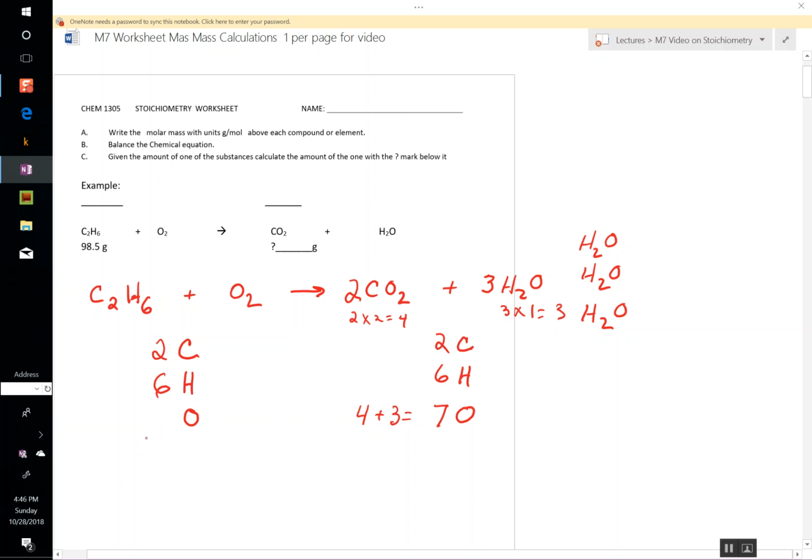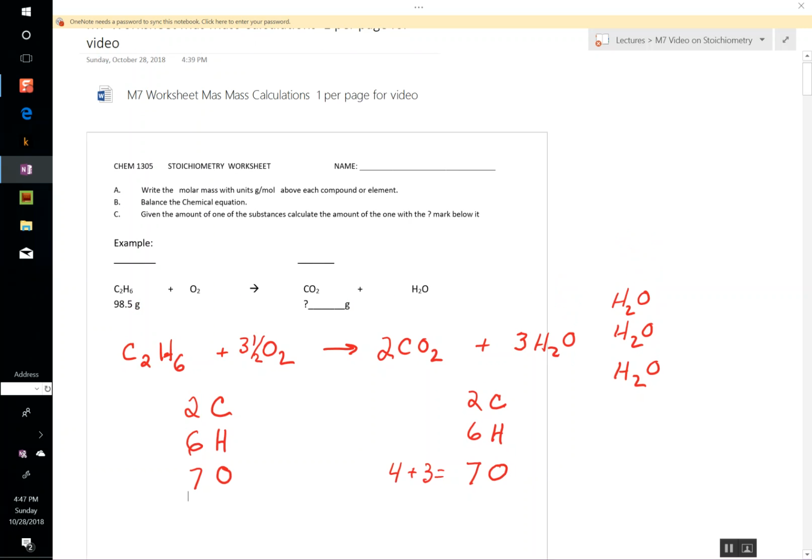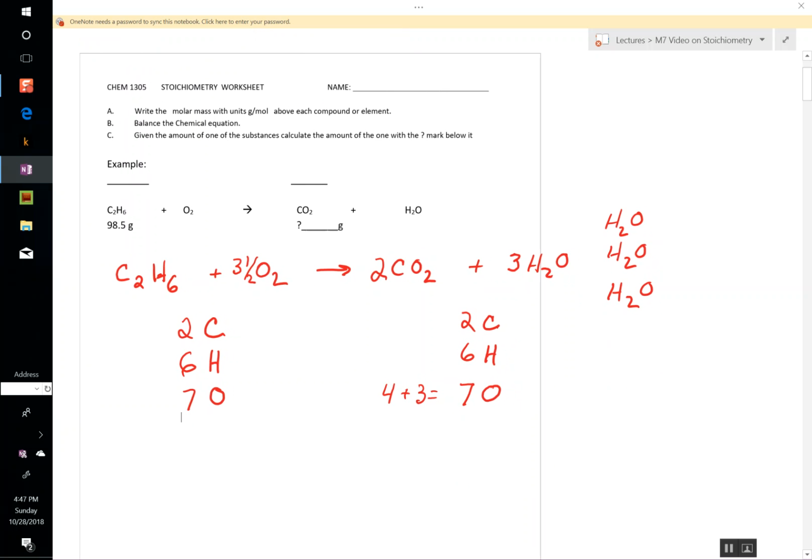And to get 7 oxygens, we would need 3 1/2 O2 molecules. 3 1/2 times 2 is 7. And technically we are balanced. But we do not like fractions in these coefficients. So what you can do here is multiply every coefficient. In other words, double the reaction.